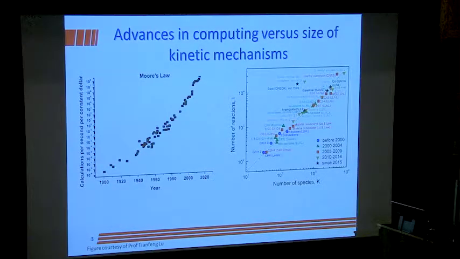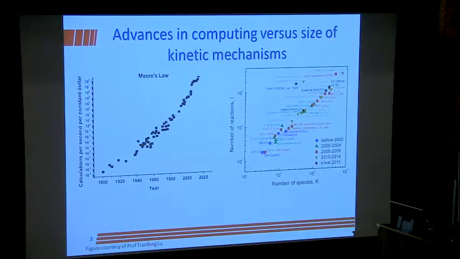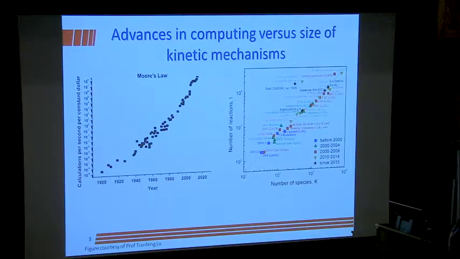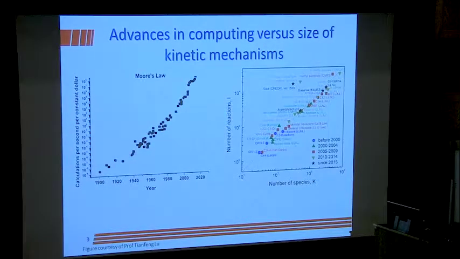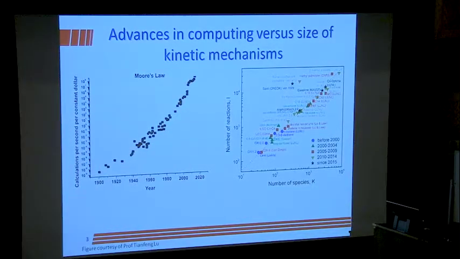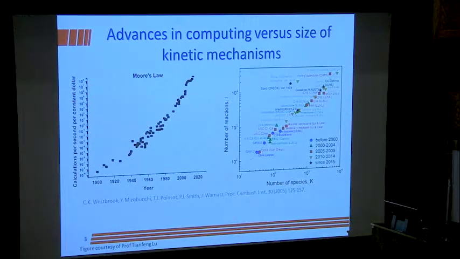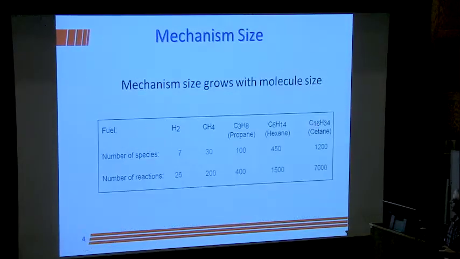Okay, so this is just a plot of calculations per second per constant dollar versus year. And you can see that this is fairly linear. Okay, Moore's law. And so really the chemical kinetic mechanism development and size has reflected the increase in computing power. And there are just some of the citations.